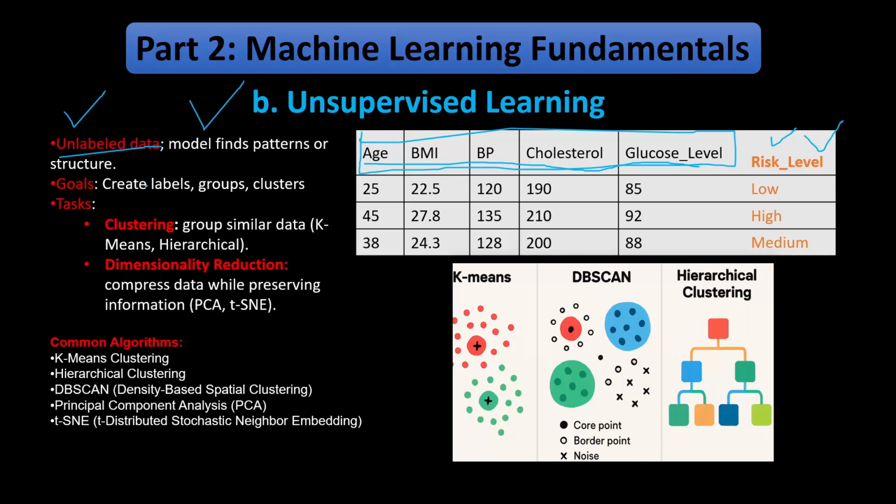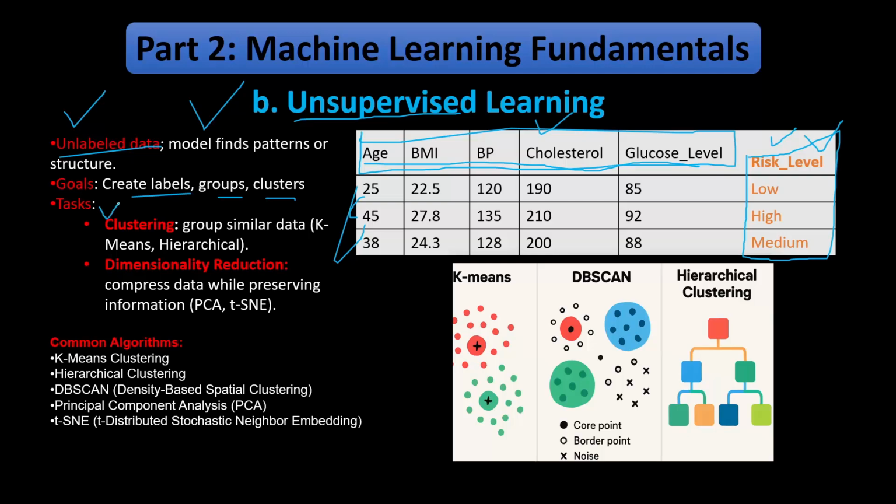So here the goal is to create labels, groups, or clusters. Because the model that you are using for unsupervised learning will create labels by calculating similarity or distances between these records, and based on that similarity or distances, the unsupervised learning model will create this target column by creating labels, or you can say groups, or you can also call them clusters.